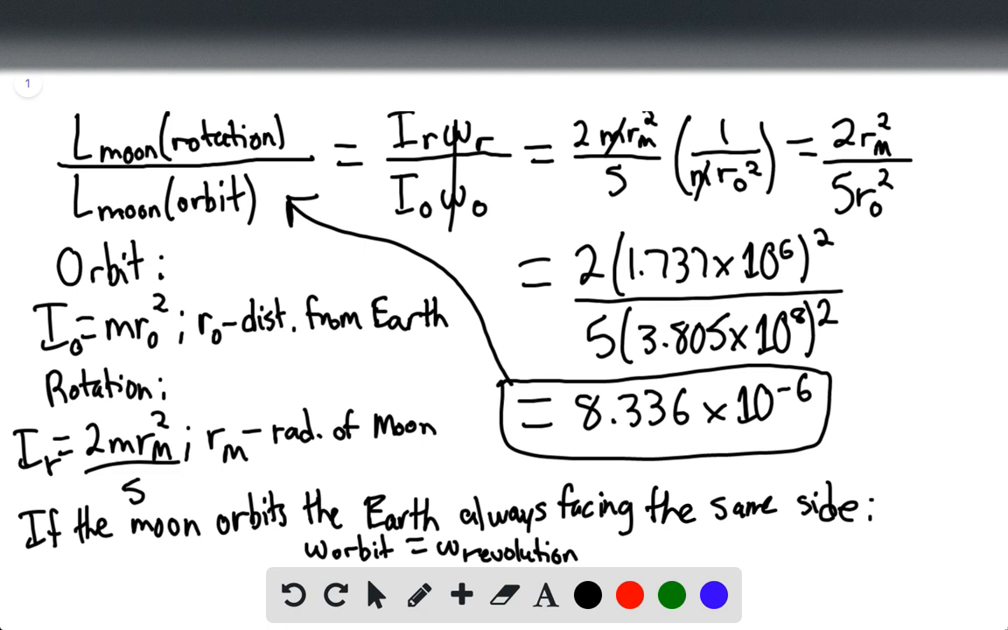So essentially, the angular momentum of the moon's orbit is much greater than the angular momentum of the moon's rotation, because again, the angular momentum of the moon's rotation is simply equal to the angular momentum of the moon's orbit times 8.336 times 10 to the negative 6 power. So again, this right here will be your answer for that part.